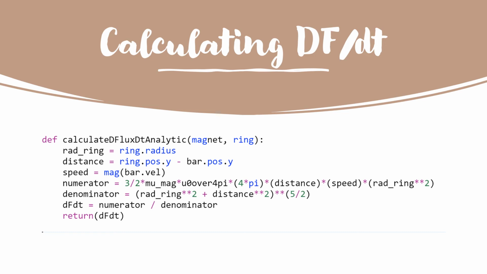This was probably the most crucial part of the computational model, calculating dΦ/dt. So here we had the radius of the ring, the distance between the bar and the ring, the speed of the bar magnet, which is that bar.velocity we set earlier. And then we use those in a numerator and denominator fashion to plug into our equation and calculate dΦ/dt.